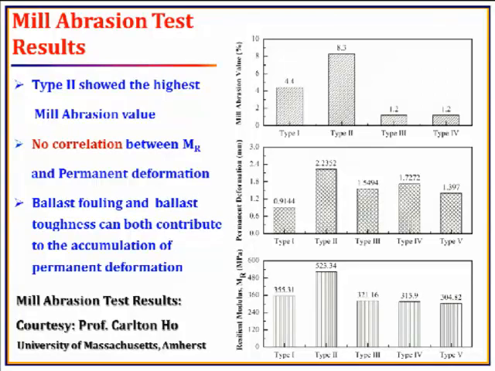Abrasion ratio gives you the degradation term of those particular ballast materials, and if you look at those abrasion values, you can see that type 2 had the highest abrasion value and also the highest amount of permanent deformation trend after 10,000 cycles. So the conclusions here are type 2 showed the highest abrasion value, no correlation between MR and permanent deformation. Both ballast fouling and ballast toughness can contribute to the accumulation of permanent deformation.